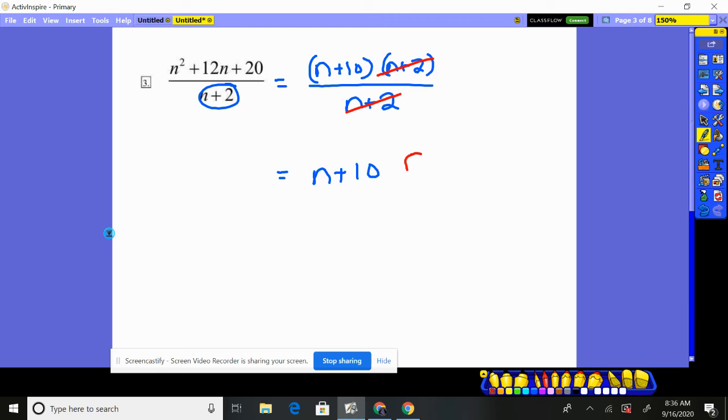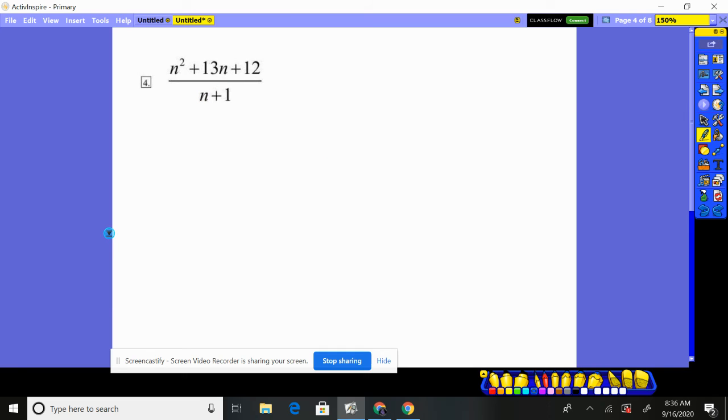However, we must remember the restriction. What can't n be at the very beginning? A negative 2, because negative 2 plus 2 gives me a 0. So I'm like, hey, you can't be a negative 2. So this fraction simplifies to an n plus 10 as long as n cannot be negative 2, because that will create an error in the original problem.